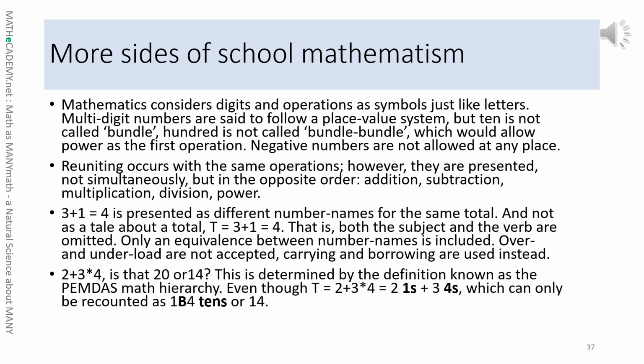3 plus 1 equals 4 is presented as different number names for the same total, and not as a tale about a total, t equals 3 plus 1 equals 4. That is, both the subject and the verb are omitted. Only an equivalence between number names is included. Over and under load are not accepted, carrying and borrowing are used instead. 2 plus 3 times 4, is that 20 or 14? This is determined by the definition known as the PEMDAS math hierarchy. Even though t as 2 plus 3 times 4 is 2 ones plus 3 fours, which can only be recounted as one bundle 4 tens, or 14.